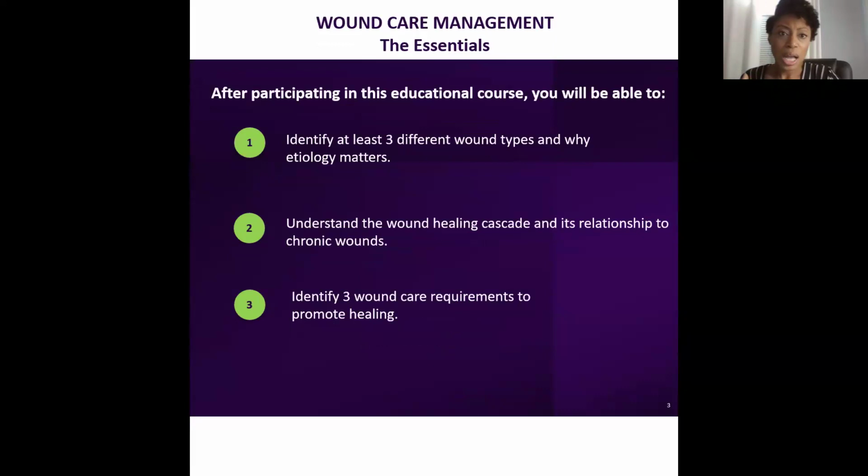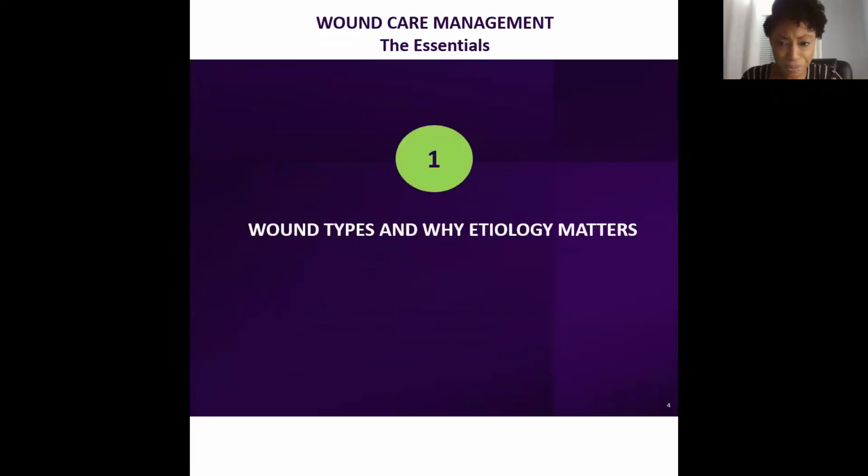And so at the end of this course, I hope that you'll be able to discuss different wound types and why etiology matters. And then we'll jump into what exactly makes a wound chronic. There has to be a difference between an acute wound and a chronic wound, and we'll talk about that. And then we'll discuss some of the requirements necessary to promote healing.